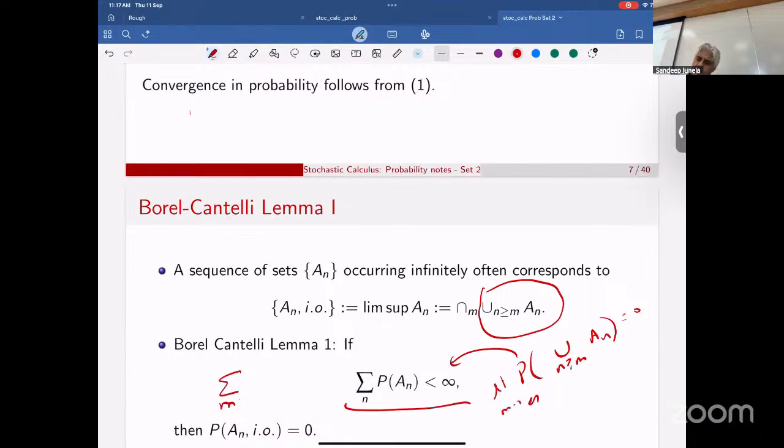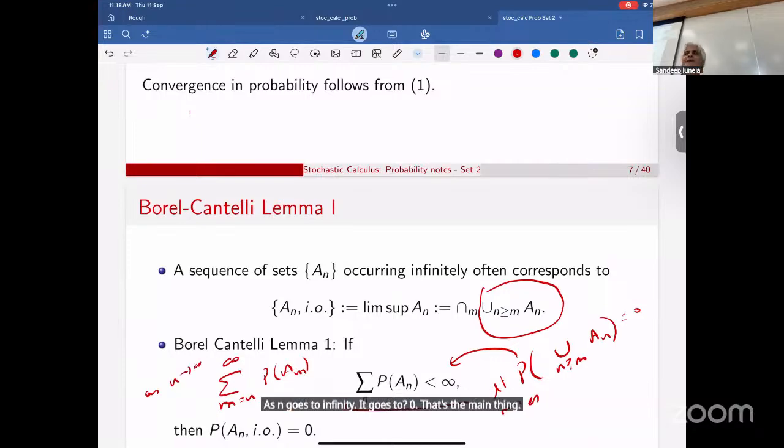Let me just ask you this. The sum from m equal to n till infinity of P of A of m is bounded. What's happening to this as n goes to infinity? It goes to 0. That's the main thing. That's why the sum is finite. The sequence is converging to a limit because then the gap is becoming smaller and smaller.